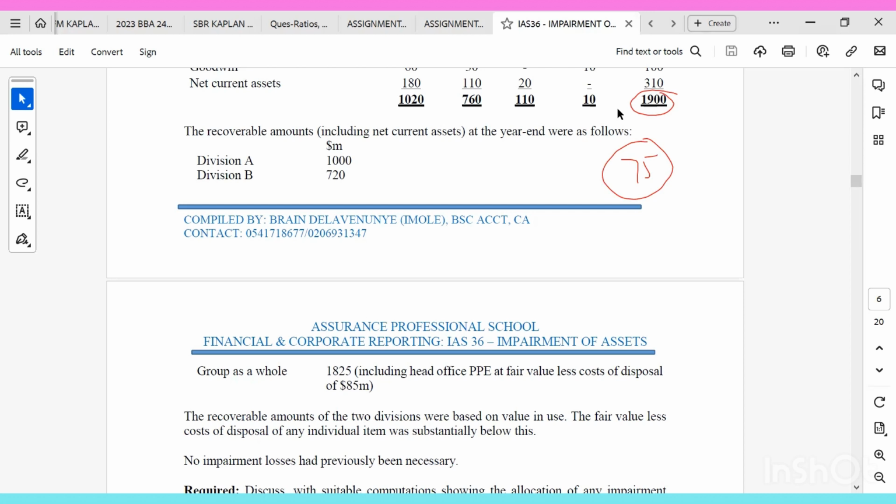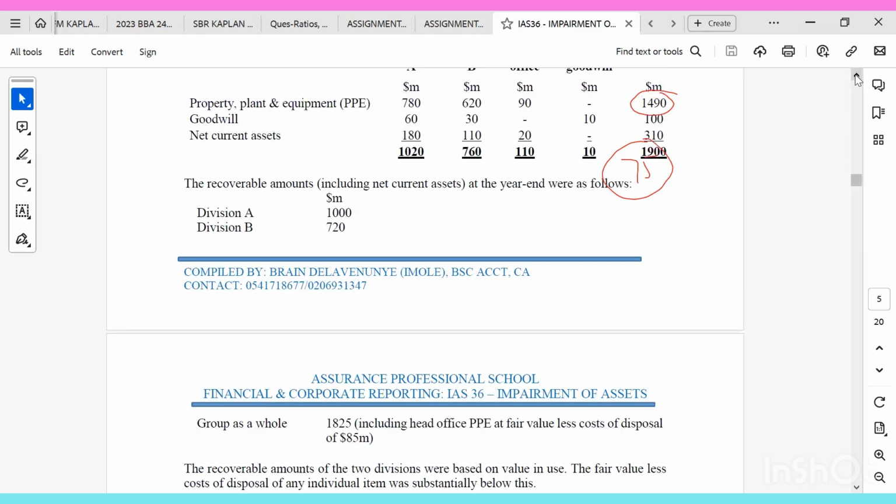But let's now come to the individual CGUs. This particular impairment will be allocated to the individual CGUs, the head office, and any other goodwill that we have. What is the carrying value of the first division?